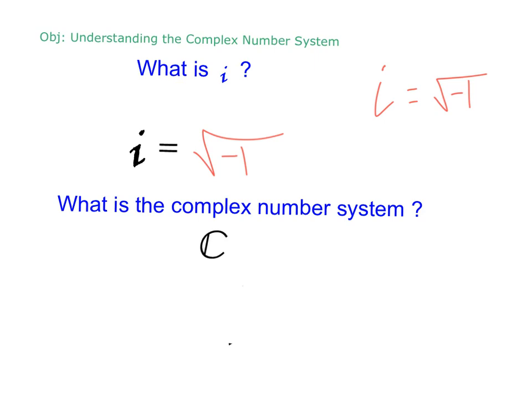So we always write our numbers a plus bi. A plus bi. So the a and the b are real numbers. The a is the constant part, and then b is just the coefficient of the i.